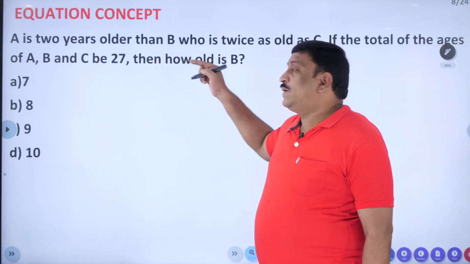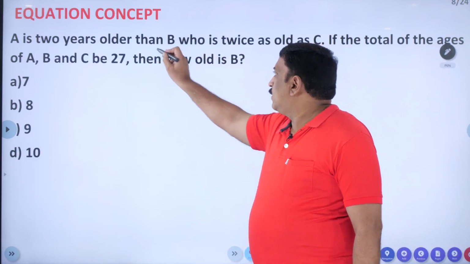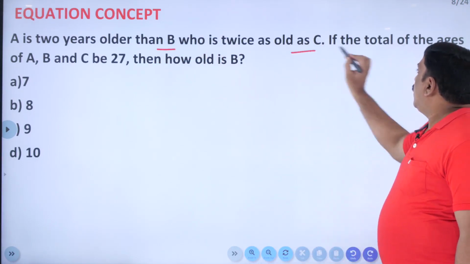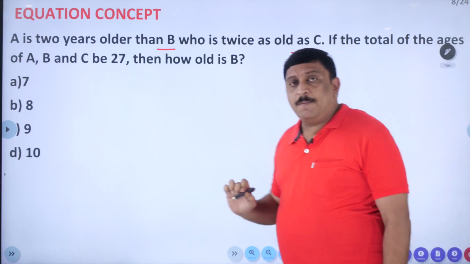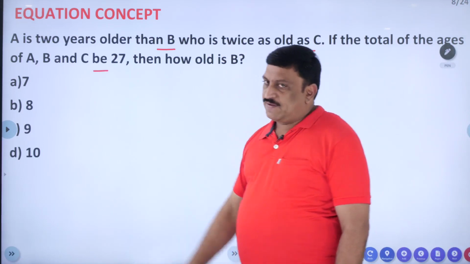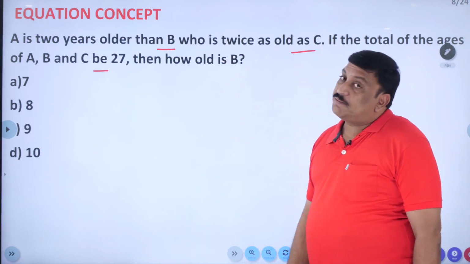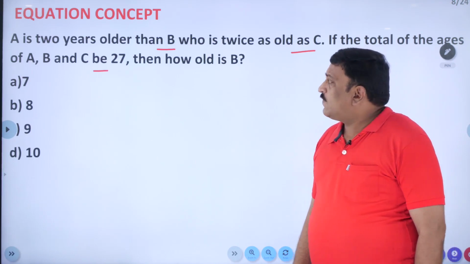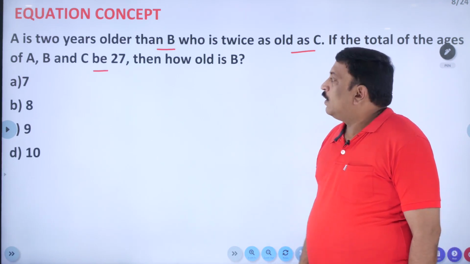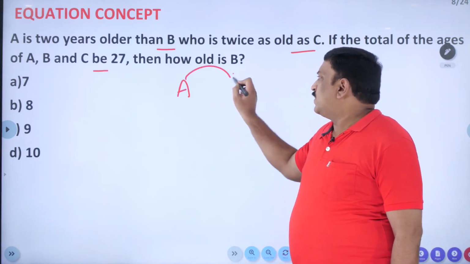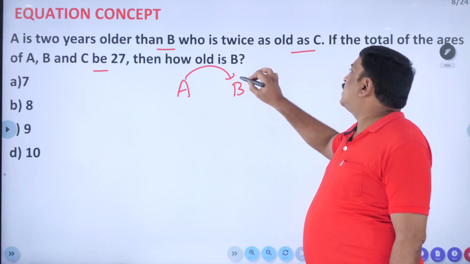A is 2 years older than B, who is twice as old as C. If the total of the ages of A, B and C is 27, then how old is B? They are asking about B. What is actually given are A, B and C. A is compared with B, and B is compared with C.